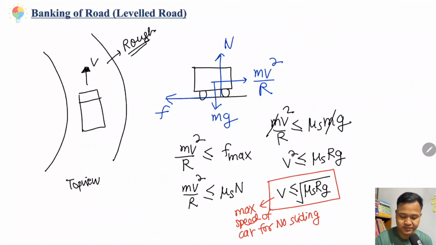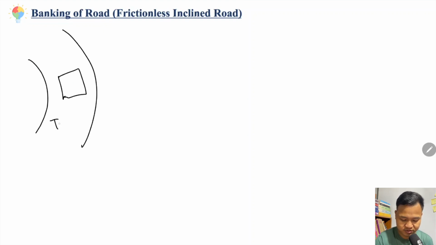So the friction becomes lesser during rainy days. To prevent that, we are going to bank the road. The road is the same thing. For a curved road, this is the top view. The top view is a big view of a level road. So level means horizontal. Now the road is banked at some angle with the horizontal.